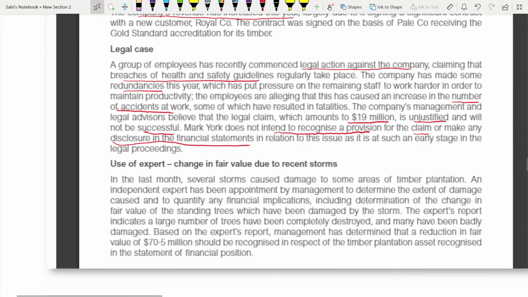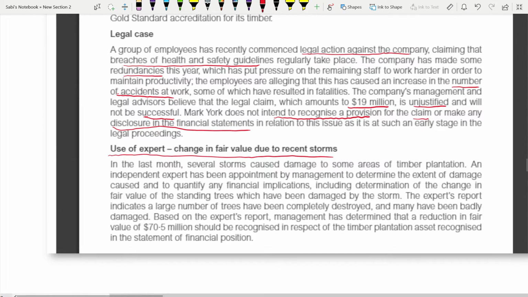Use of expert changing the fair value due to recent storms. One requirement is for this part, right? Remember? So here, relating to this, we only have to talk about audit risk, not business risk. How do I know this? Because I have read the requirements. So this helps when you read the requirements before reading the exhibits. You exactly know in the exhibits what you are searching for and what are the main things that you have to highlight. So in the last month, several storms caused damage to some areas of timber plantation.